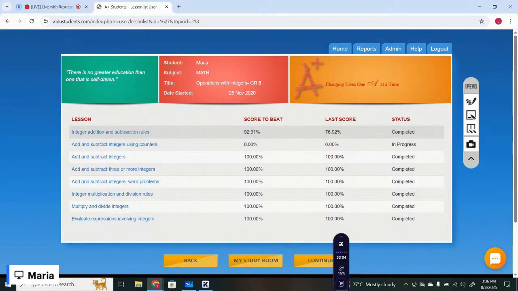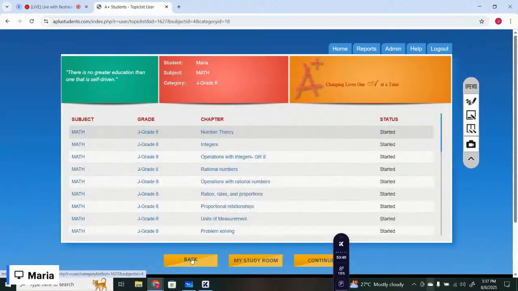Okay, so we were working on grade 8 math. The chapter we were working on is operation with integers. The lessons we have covered today are integer addition and subtraction rules, add and subtract integers, add and subtract 3 or more integers. So please make sure before the next session you complete all the practice questions for the lessons we just did. That is your homework until next session.